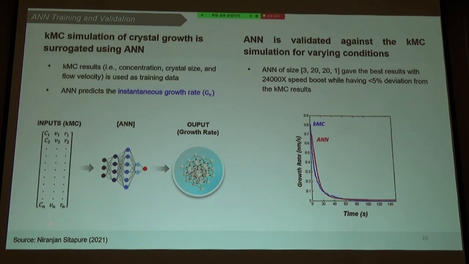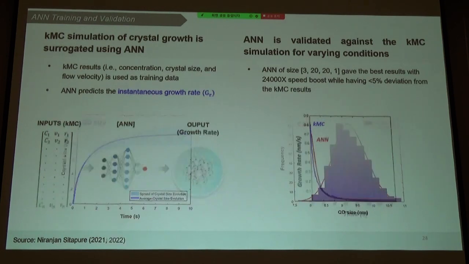We have all this data, and we fed it into the artificial neural network to find the computationally efficient surrogate model. As you can see, the difference between the actual kinetic simulations and the computationally efficient artificial neural network was very close. So we were happy with it, and decided to move on. If you compare how much time it requires to solve ANN versus KMC simulations, we were able to improve the speed boost by 24,000 times.